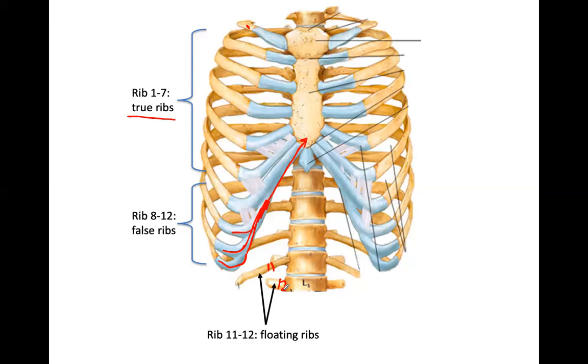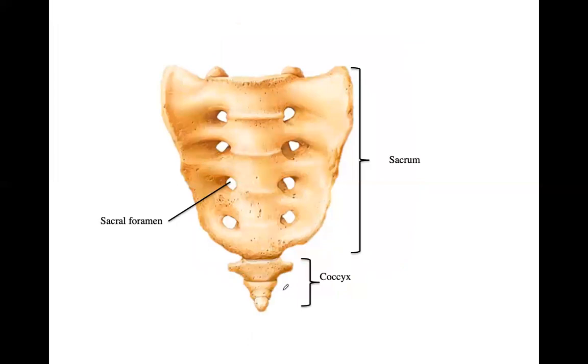If you're interested, you can do a Google search on this individual who really wanted a narrow waist, and they ended up removing their pair of rib number 12 to basically give them a thinner waistline. Yeah, and yes, that was true.